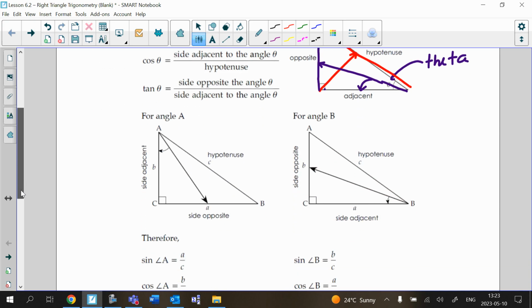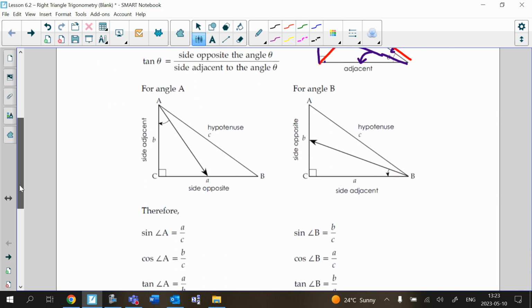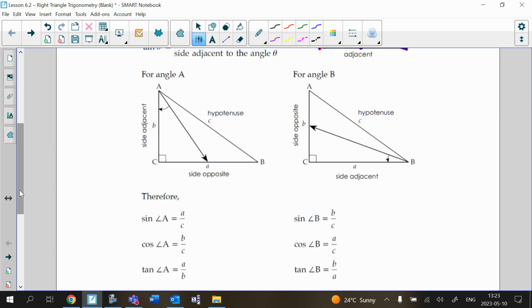So for here, you can see in this triangle, for angle A, for the sine, it's opposite little a over hypotenuse C. For the cosine of angle A, it's the adjacent side, which is called B, over the hypotenuse C. And for the tangent, it's the opposite side A over the adjacent side B. And we would do it similarly if we were referring to angle B.